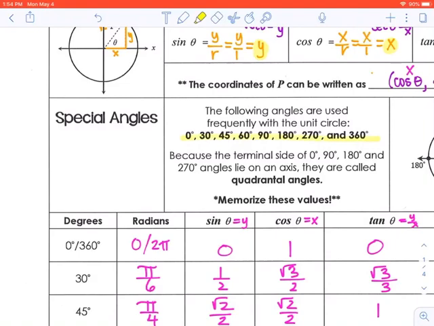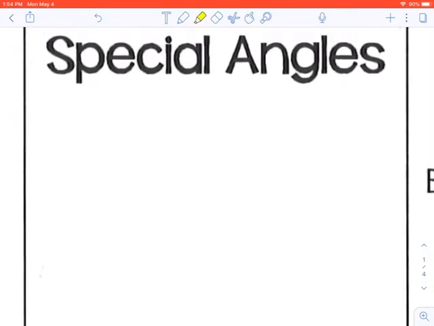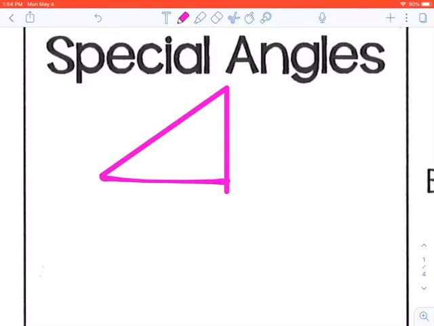So these are our special angles, 30, 45, 60, etc., and they come from our special triangles. So really quick, if we had our 30, 60, 90, okay, let me erase that.